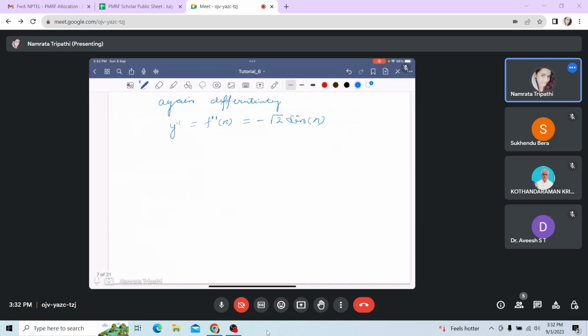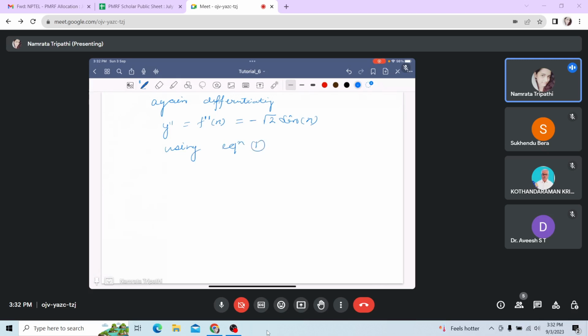Using equation 1, here this is equation 1. So this is y, not y dash. That implies we can say under root pi of x Z1 by 2 satisfies the differential equation.